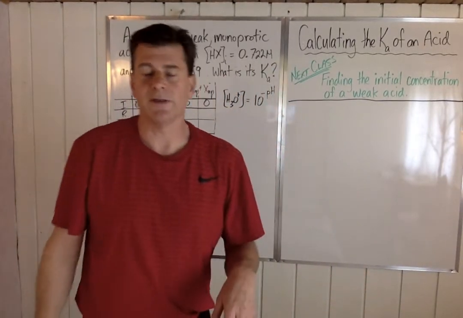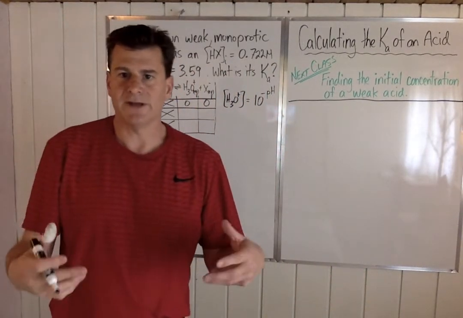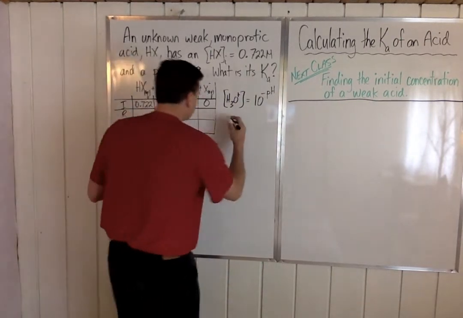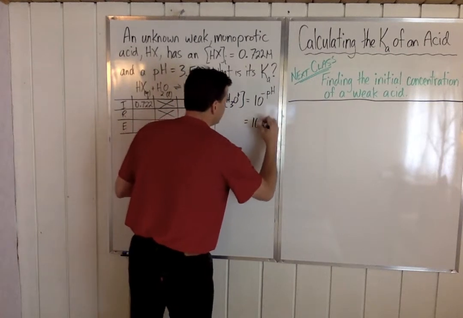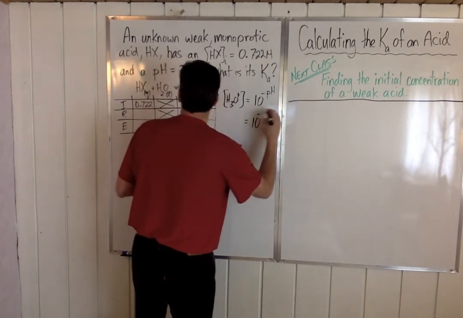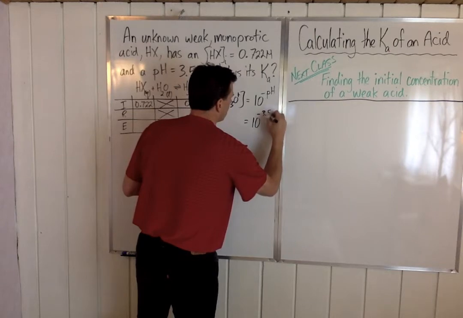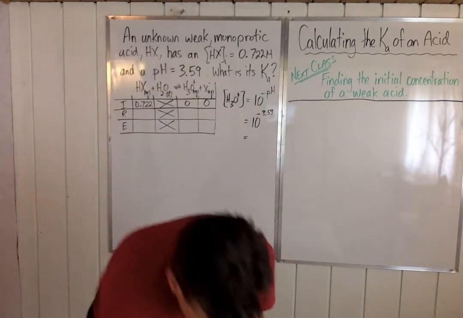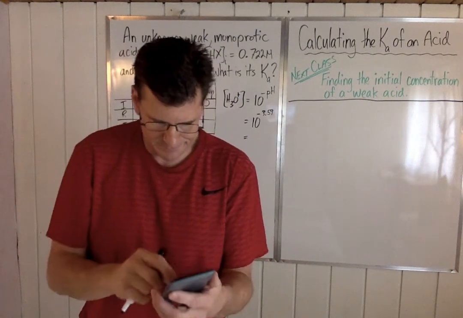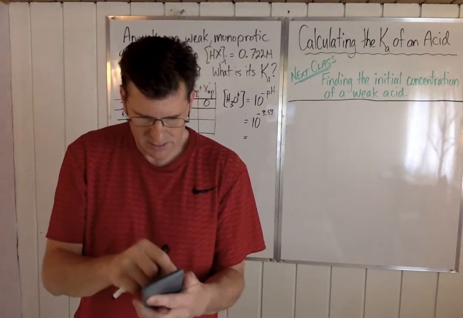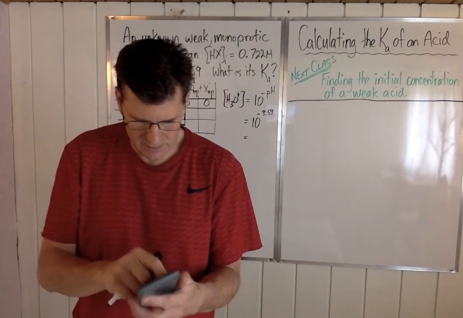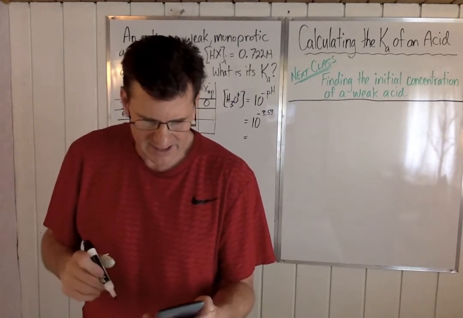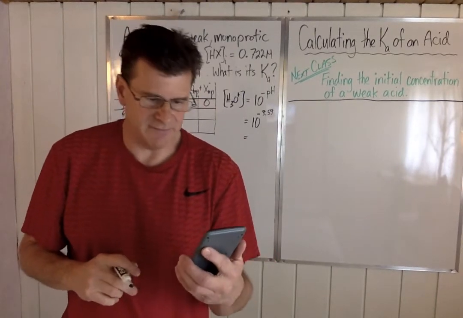Sorry, the screen went dark on me there. So 10 to the power of the negative pH is going to be whatever the hydronium is. So I'm going to grab my calculator. The hydronium is going to be 10 to the power of negative 3.59. So on my calculator, grab my glasses as well, 10 to the power of negative 3.59. And I get 2.57 times 10 to the negative 4.